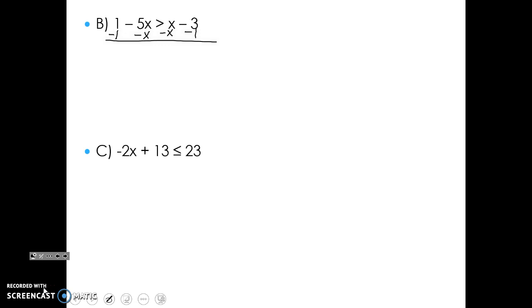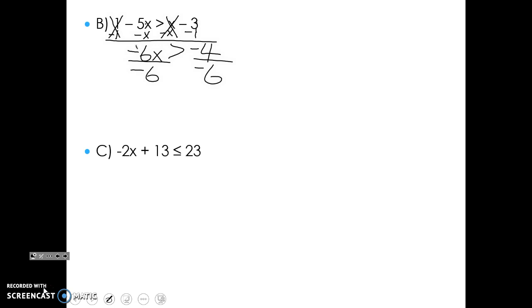So I know 1 minus 1 is going to cancel and give me 0. I know x minus x is going to cancel and give me 0. And then when I simplify this down, negative 5x minus x is going to give me negative 6x. And that's going to be greater than negative 3 minus 1, which is negative 4. Now, when I solve this problem, I have to divide by negative 6. So what do we say happens when we divide by a negative number? We have to flip the sign.